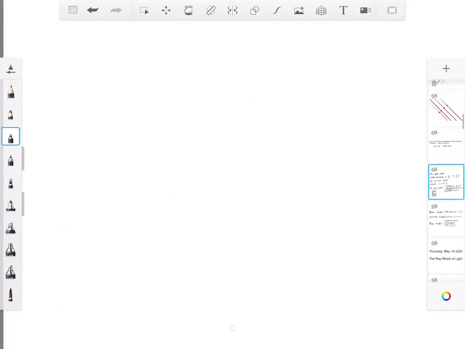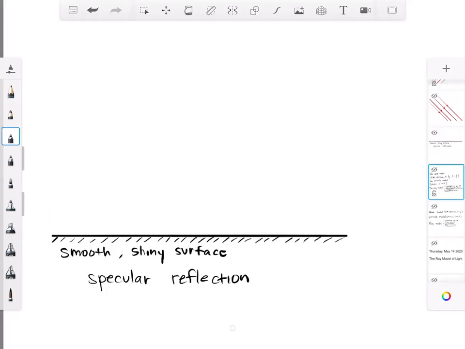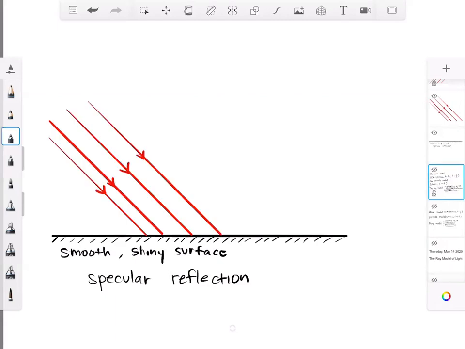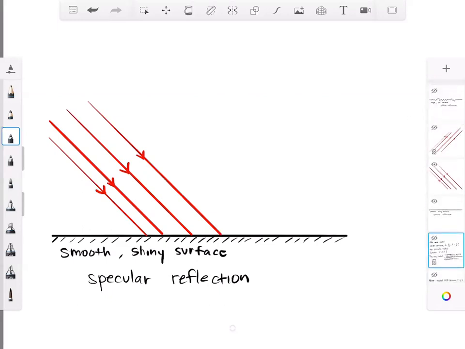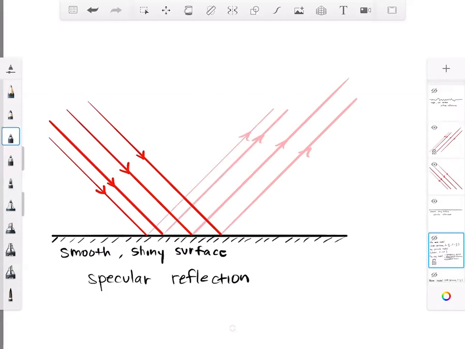Now, let's say that we have a smooth, shiny surface, right? Think of it like a polished piece of metal. When we have that type of surface and light rays are incident on that surface, by incident, I mean that they are literally coming onto the surface, we have something known as specular reflection. So specular reflection is when all of those incident light rays are perfectly reflected off of its surface like this.